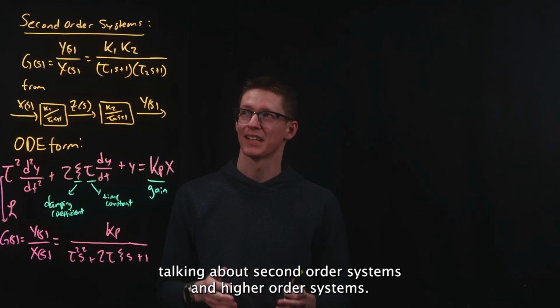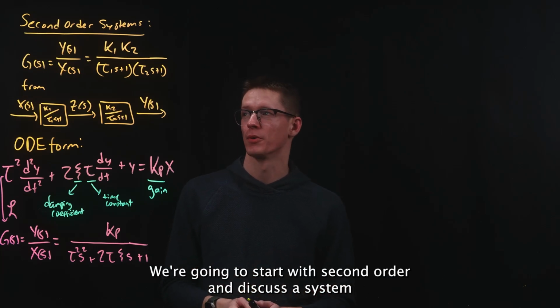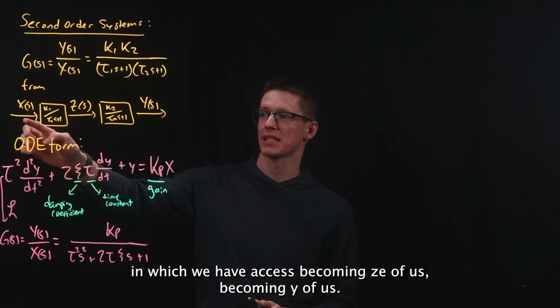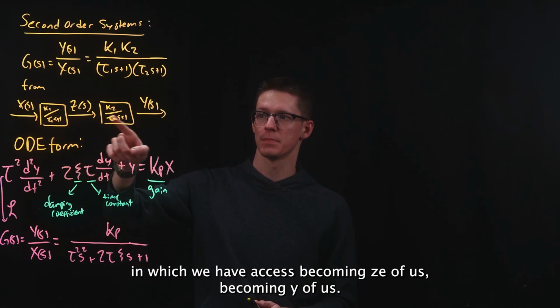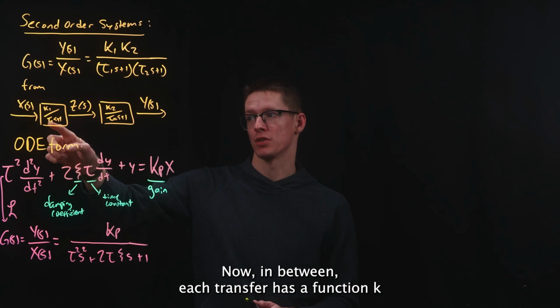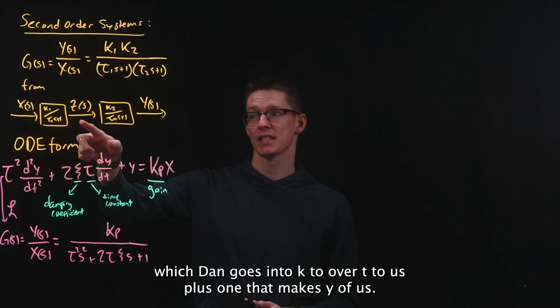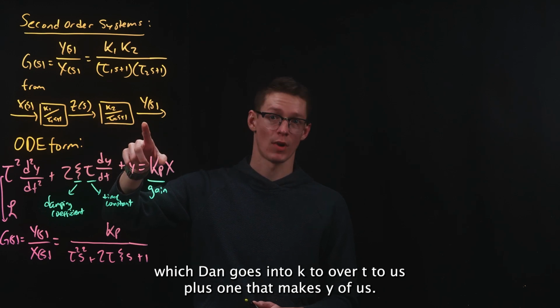Today we're going to be talking about second order systems and higher order systems. We're going to start with second order and discuss a system in which we have x of s becoming z of s becoming y of s. Now in between, each transfer function is k1 over t1s plus 1 that leads to z of s, which then goes into k2 over t2s plus 1 that makes y of s.